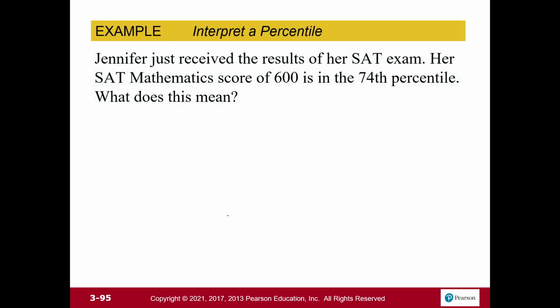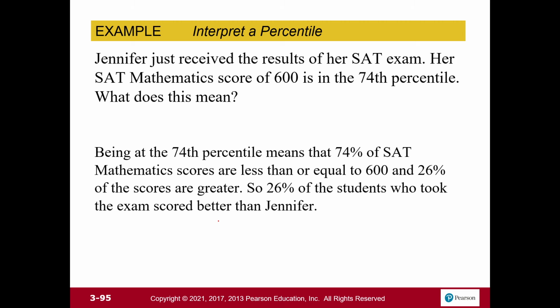All right, so Jennifer just received the results of her SAT exam. Her SAT math score was 600, which is in the 74th percentile. What does this mean? Being at the 74th percentile means that 74% of SAT mathematics scores are less than or equal to 600, and 26% of the scores are greater. So 26% of the students who took the exam scored better than Jennifer.